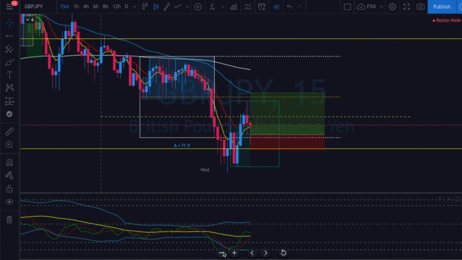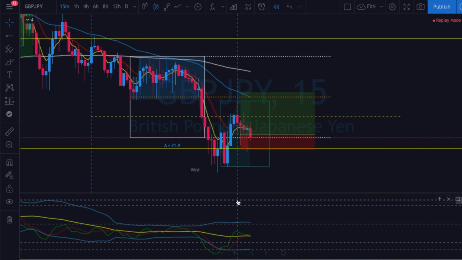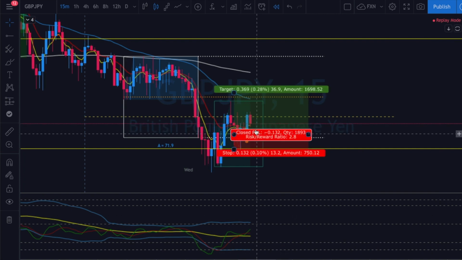So as we play this out, look at the TDI as well. It's already moving above the yellow line. Oh man, look at that. We got stopped out there. Damn. Okay. There's a crossover there. There's a pullback.